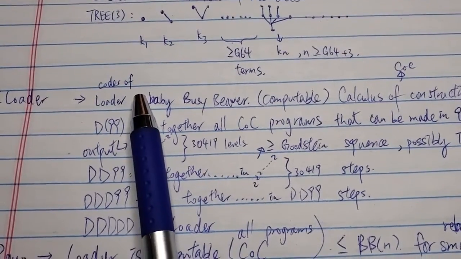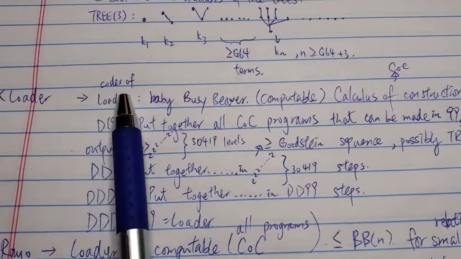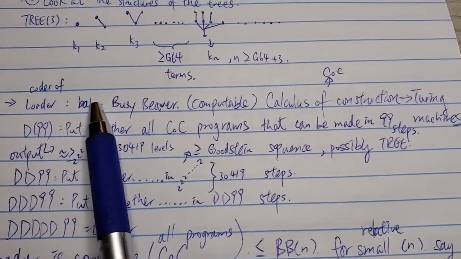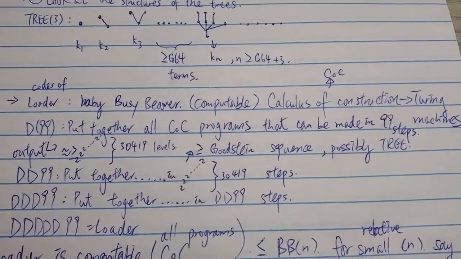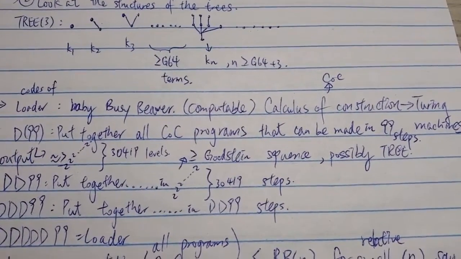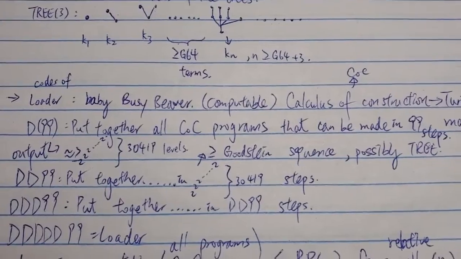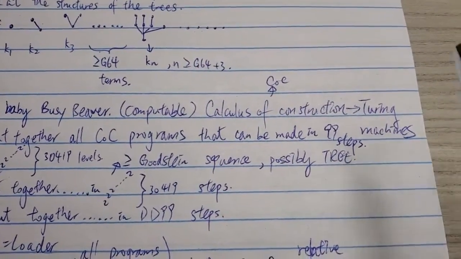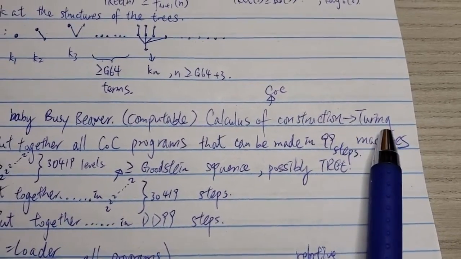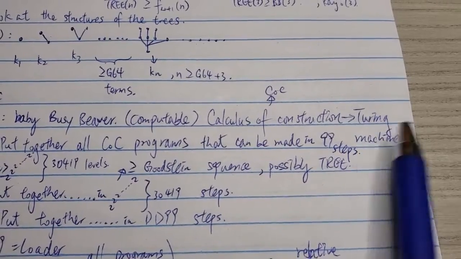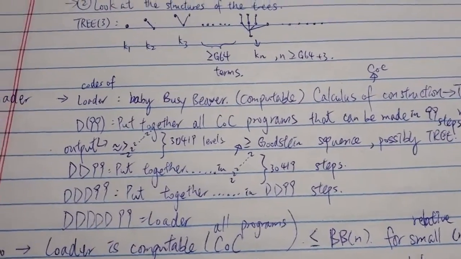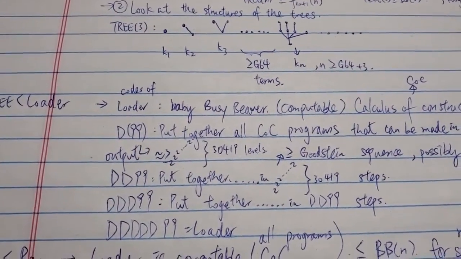So first thing, we look at the code, because Loader's number is a C program. We look at the code of Loader's function. It is actually, in a layman way, a baby BB, or a mini Busy Beaver. It's a computable version of Busy Beaver. This is just how we can describe it, as similar in some way. And it uses the calculus of constructions, COC, which is similar in power, very powerful, almost as powerful as Turing machines. Again, this is just a simplified way of explaining this.